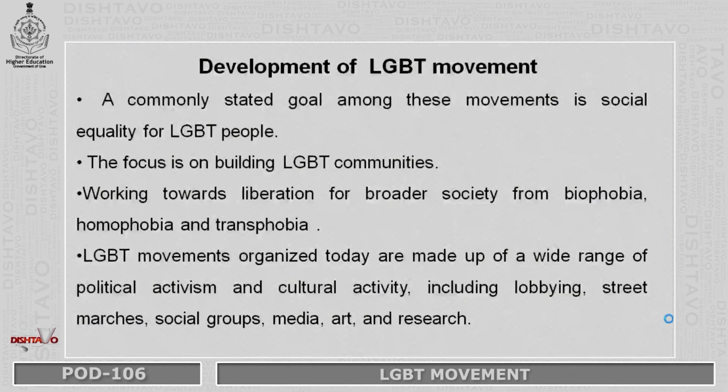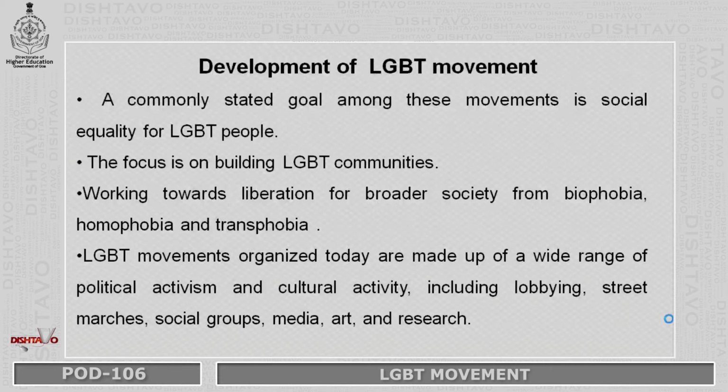They are working towards liberation for the broader society from biphobia, homophobia, and transphobia. These are the phobias related to a gay, a lesbian, or a transgender person, considering that there is some problem in their psyche or orientation, or that being gay is some mental issue. Accepting them and treating them as normal is not happening, because there is no education or literacy being spread, which should be spread. So they are working towards it, and with the help of globalization and the rise of social media activism, at a larger level they have succeeded too.